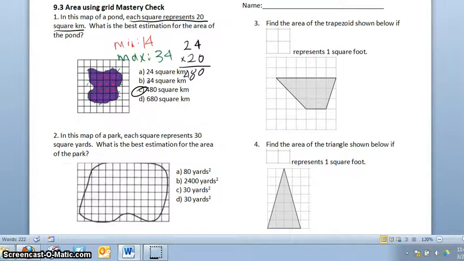Okay, we're going to do the same thing for problem 2. In this map of a park, each square represents 30 square yards. What's the best estimation for the area of the park? Okay, so let's count how many squares are completely inside.